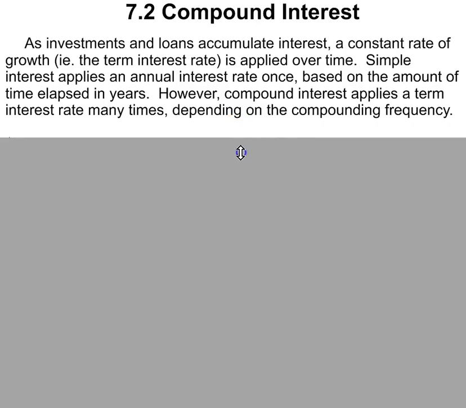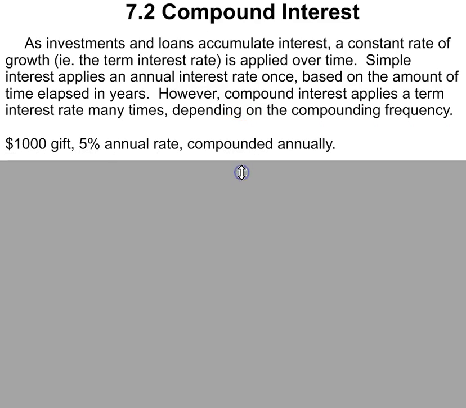So in this example, we're going back to the similar initial investment, which was a $1,000 gift that was going to be invested at a 5% annual rate, and here it's compounded annually. So we're going to compare this to the result of simple interest, which accumulated for different amounts of time ranging from 1 to 5 years.